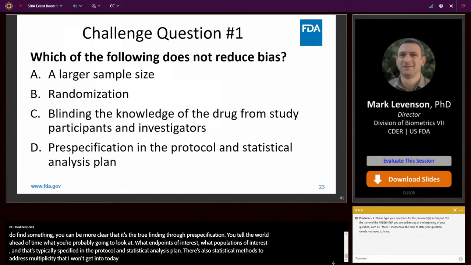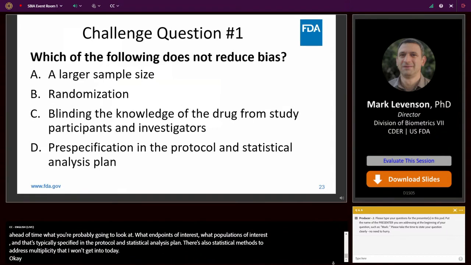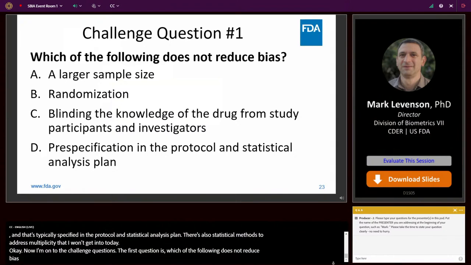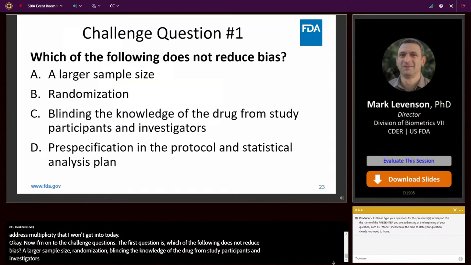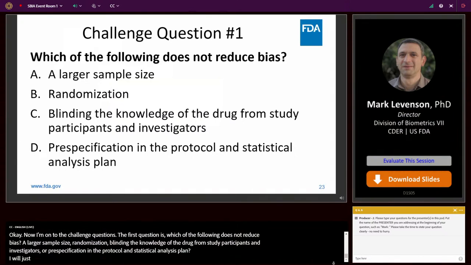Okay, now on to the challenge questions. The first question is, which of the following does not reduce bias? A larger sample size, randomization, blinding the knowledge of the drug from study participants and investigators, or pre-specification in the protocol and statistical analysis plan? I'll just pause a second for you to think about this.